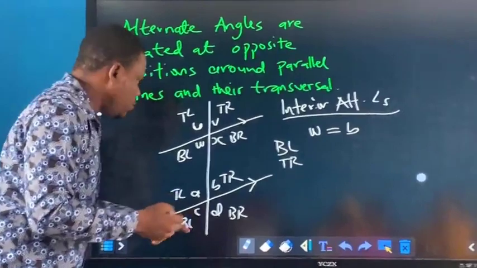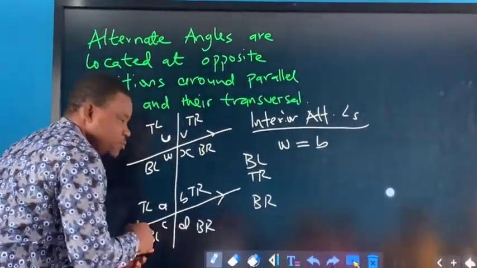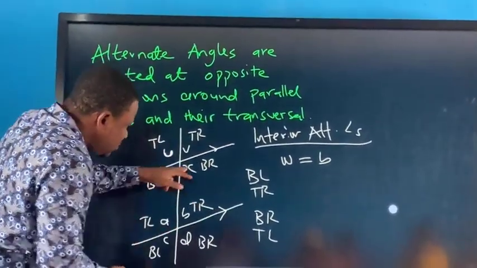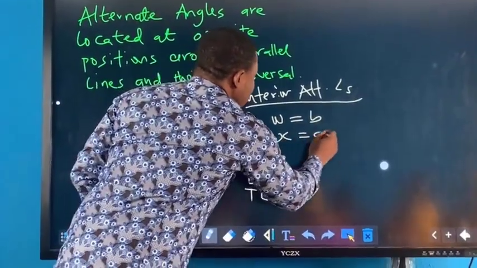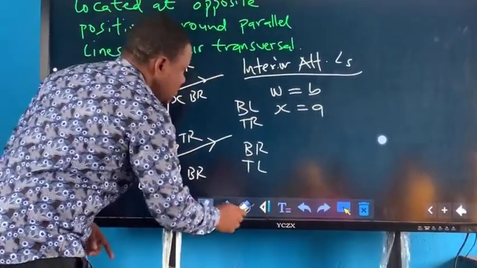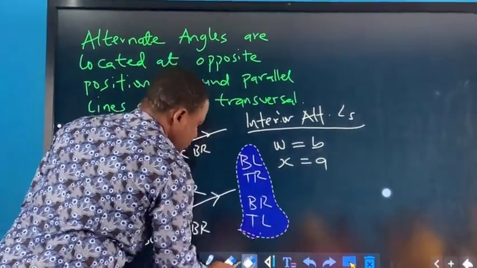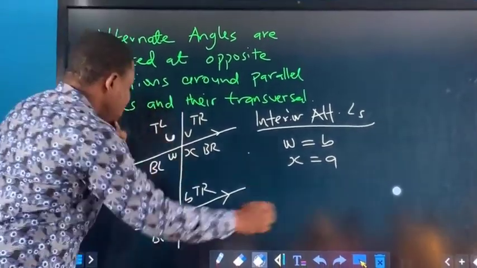Then if I'm doing bottom right, what will be the opposite of bottom right? Top left. Which angle within the parallel lines is top left? X and A. So X will be alternate to A. Are you getting that? That's for alternate interior angles. And I told you alternate angles are equal, right?